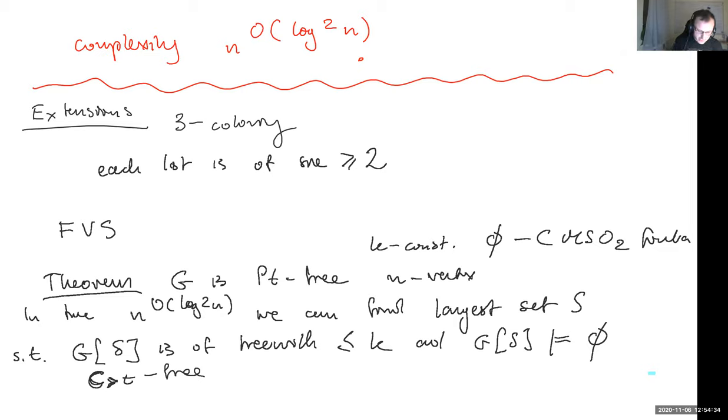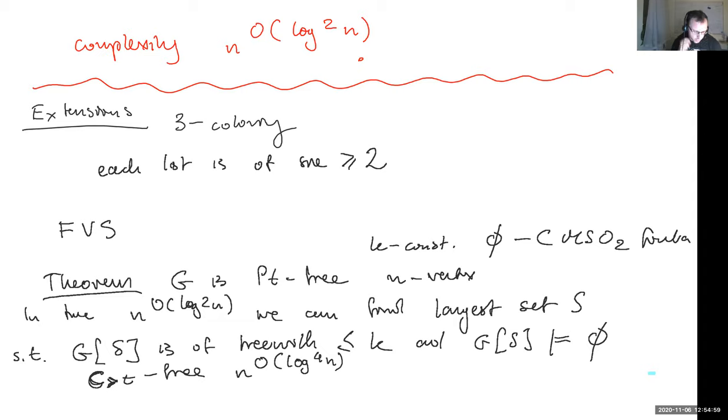And we can have the same statement for this class of graphs with a slightly worse running time. So this is log to the fourth n. And the very high level idea of this algorithm is more or less the same, but there are some more technical details.